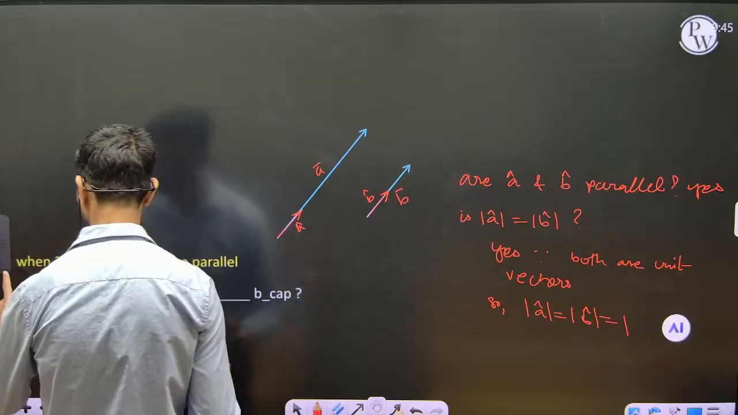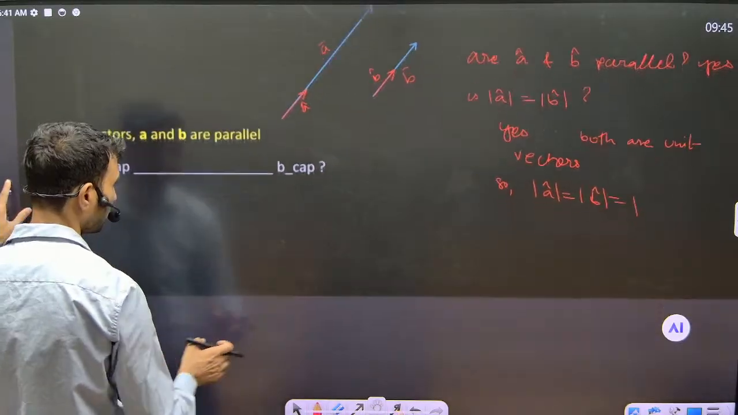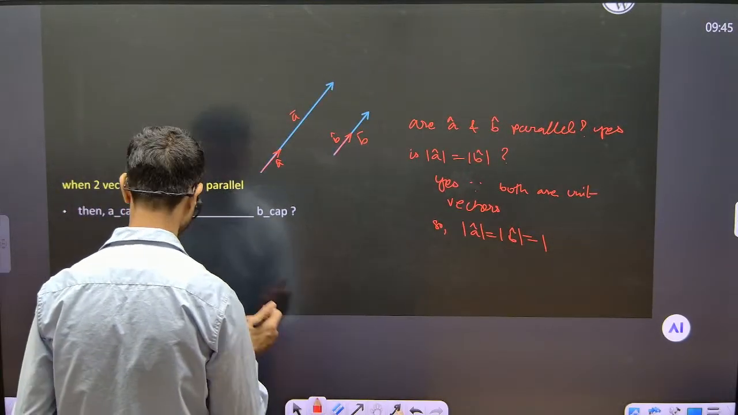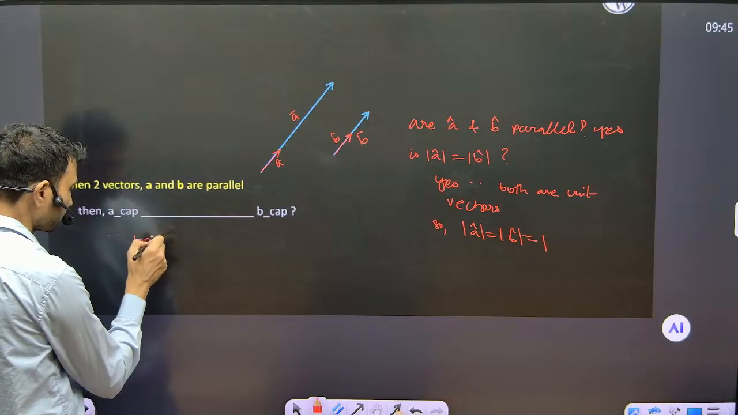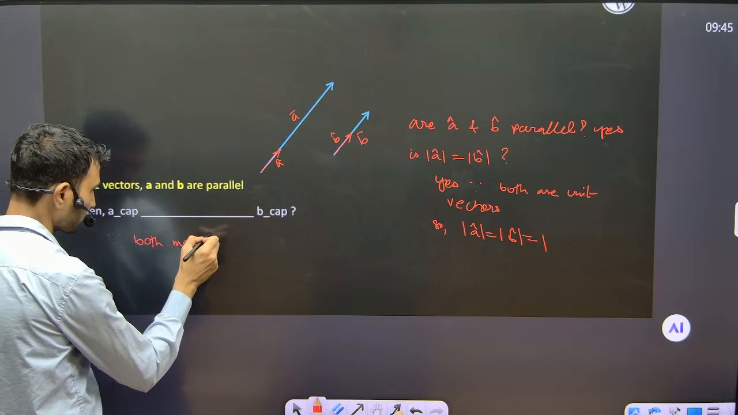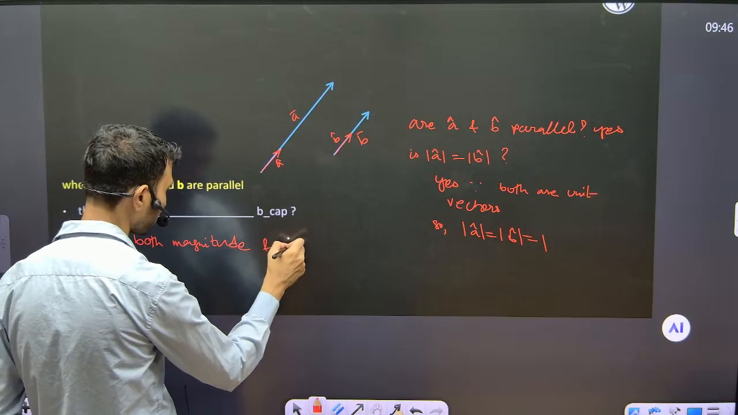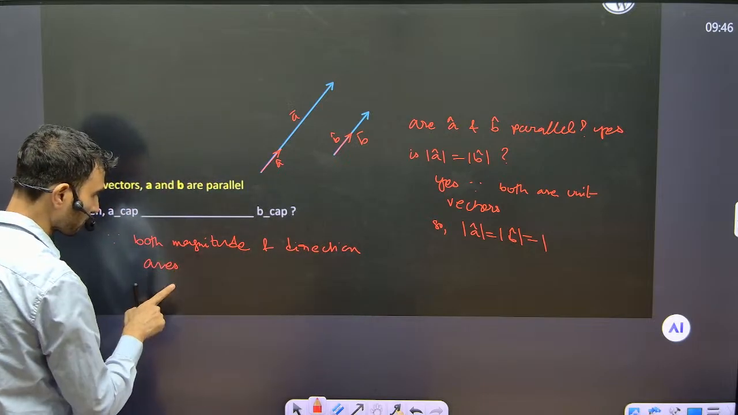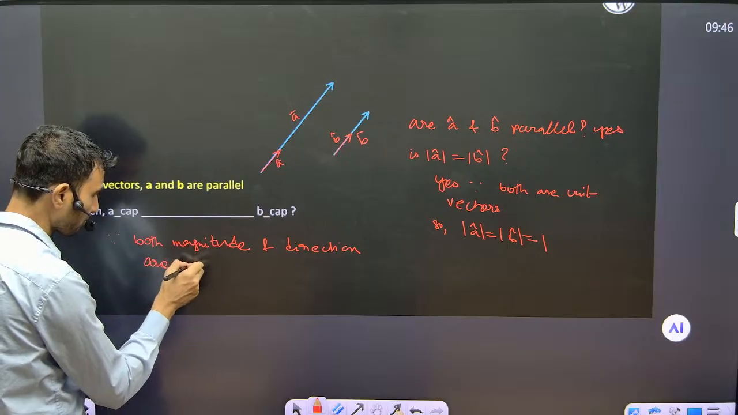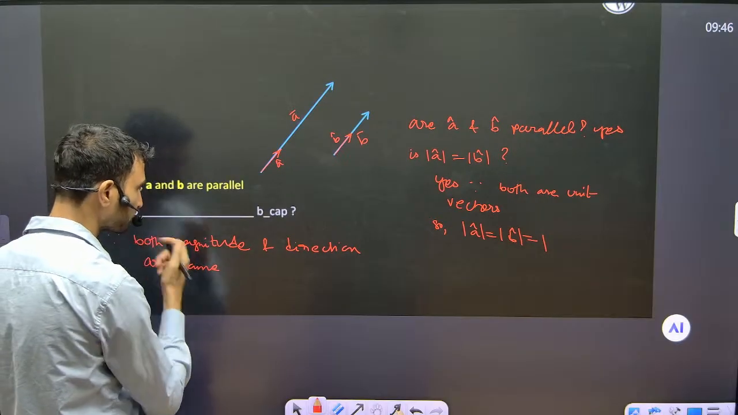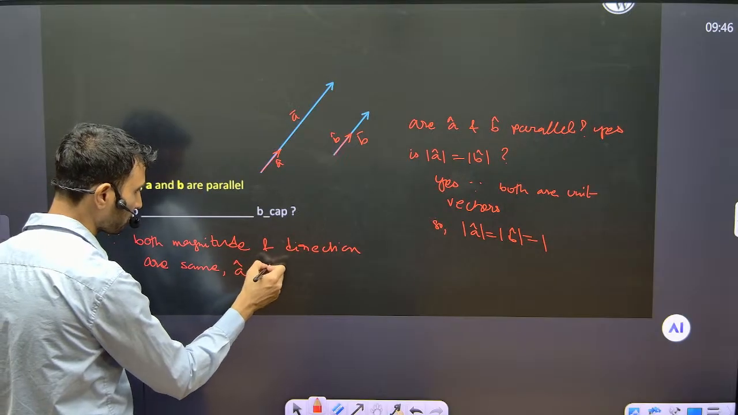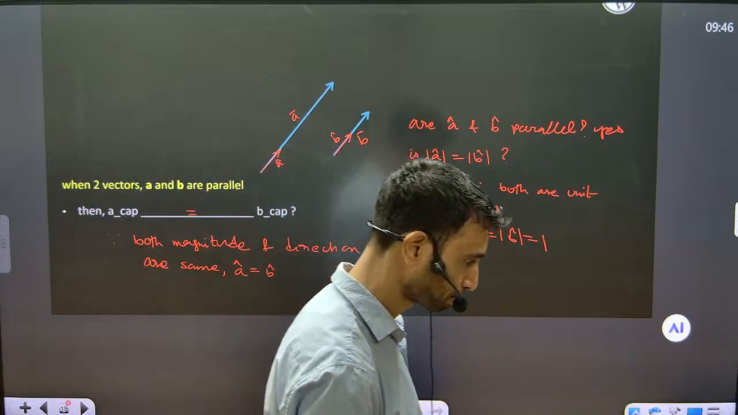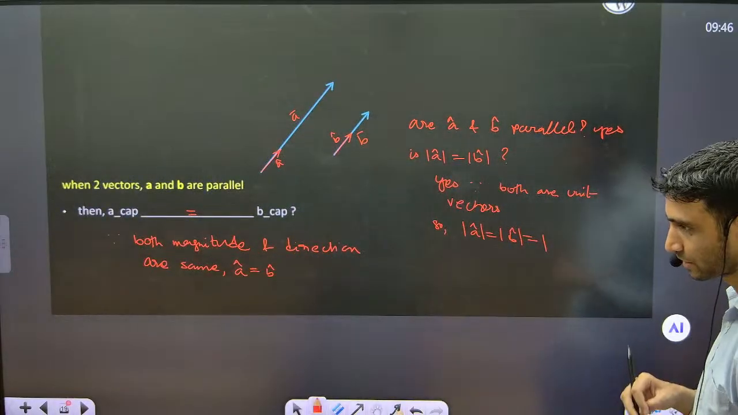So from here I can write that since both magnitude and direction are the same, A cap is equal to B cap. Right? In that case A cap and B cap will be equal.